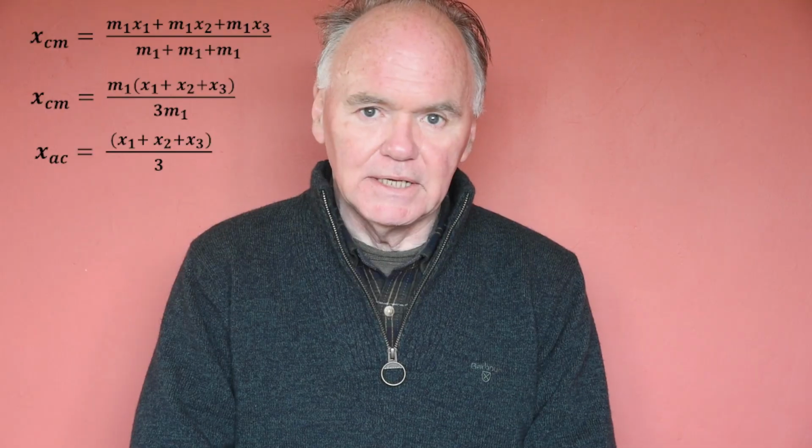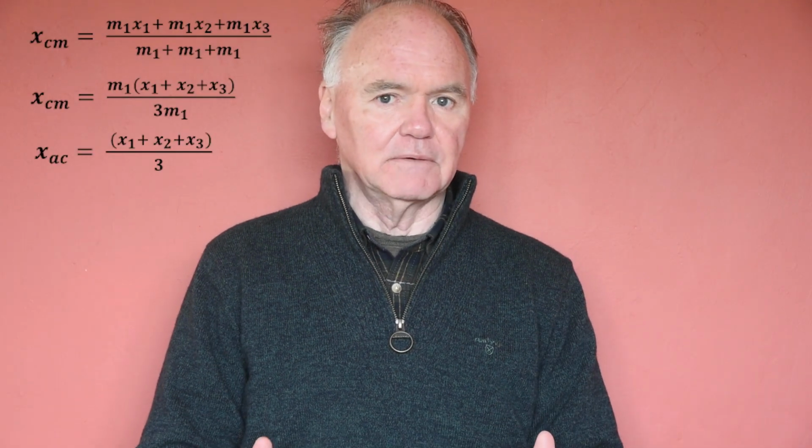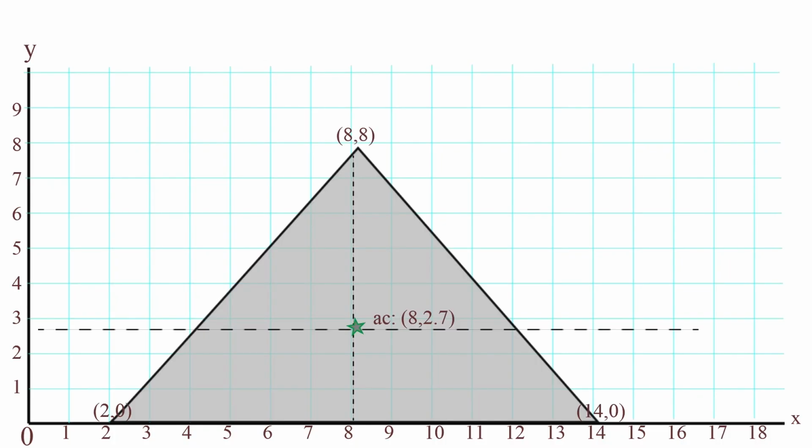And that's simply the average of the coordinates. Now that's quite significant here, because if I take my masses away and just look at the coordinates, the average of the coordinates will be in the exact same place. So if I put a solid triangle there of uniform density, the center of mass of the solid triangle will be in the exact same place as the average of the coordinates.